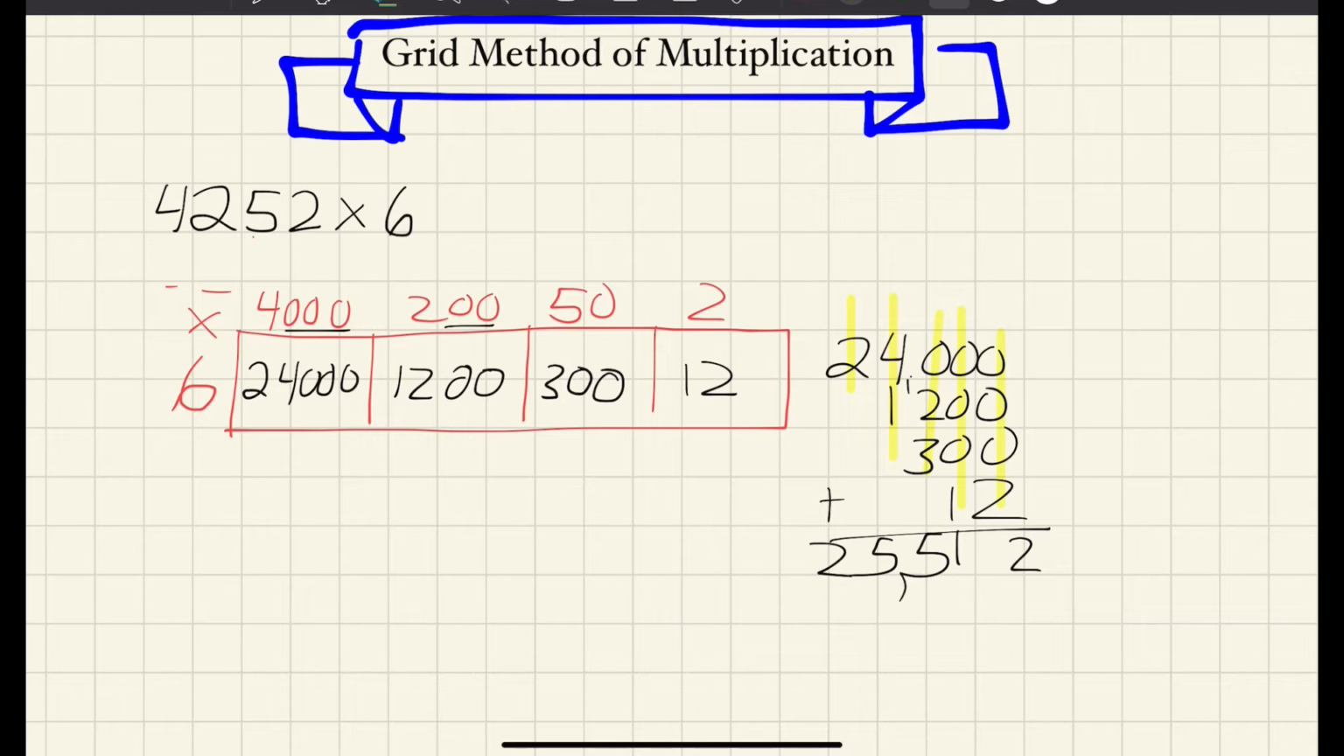You will notice that I made sure that all of my columns were straight. This is an area that we've made some small mistakes in, so let's just make sure that these columns are all in the right order. This is just an alternative to our traditional 4,252 times 6 model.